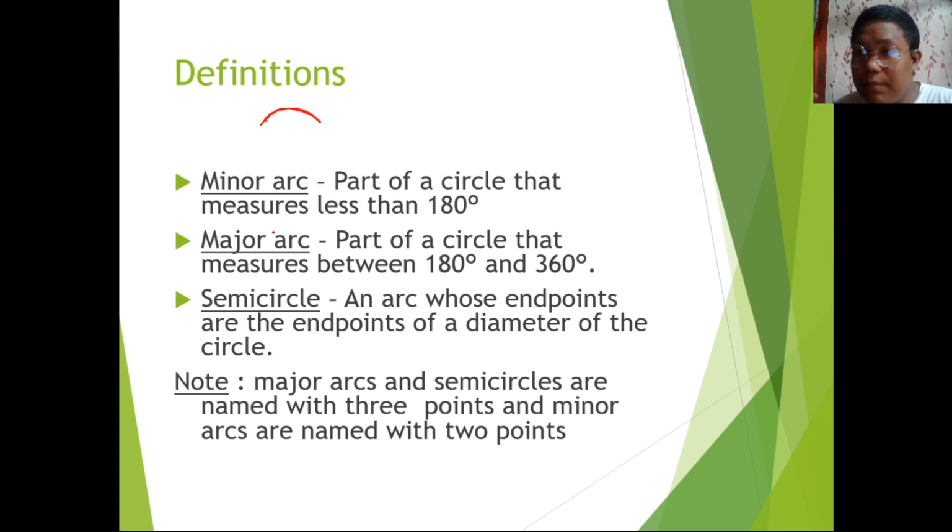Then, ang semicircle measures exactly 180 degrees because one revolution sa circle, one revolution sa katuyok, measures 360 degrees. Then half of that is the semicircle. Semicircle is exactly 180 degrees. So take note, major arcs and semicircles are named with 3 points and minor arcs are named with 2 points. Para dili mo mag-confuse, usually minor arcs 2 points, major arcs and semicircles 3 points.